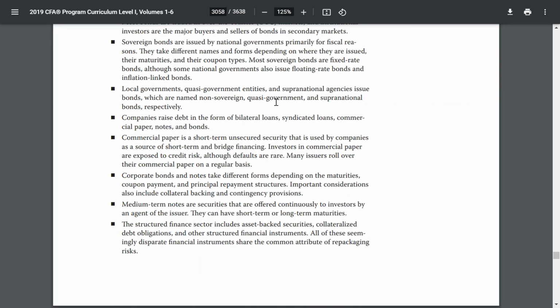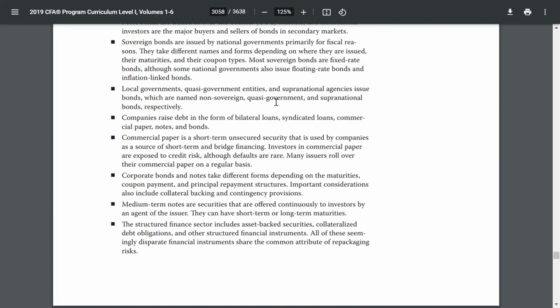Companies raise debt in the form of bilateral loans, syndicated loans, commercial paper, notes, and bonds. Commercial paper is a short-term unsecuritized security that is used by companies as a source of short-term and bridge financing. Investors in commercial paper are exposed to credit risk. Although defaults are rare, many issuers roll over their commercial paper on a regular basis.